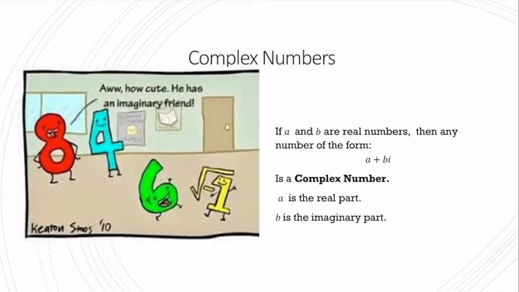So as long as a and b are real numbers, then any number of the form a plus bi is a complex number. Now our complex numbers have both real parts and imaginary parts. a would be the real part, and b would be the imaginary part because we're multiplying b by the square root of -1.